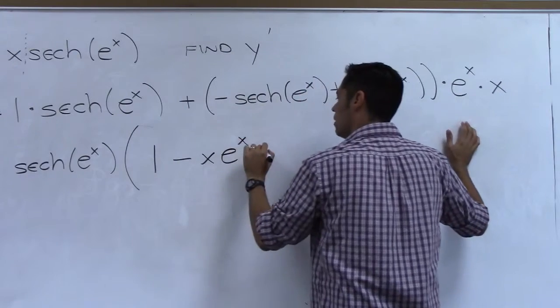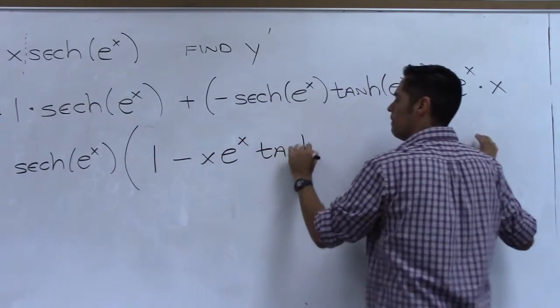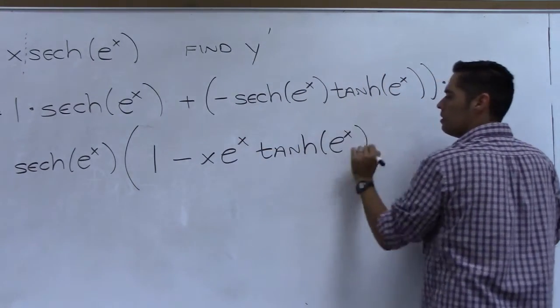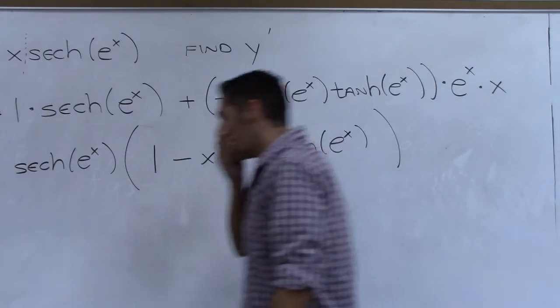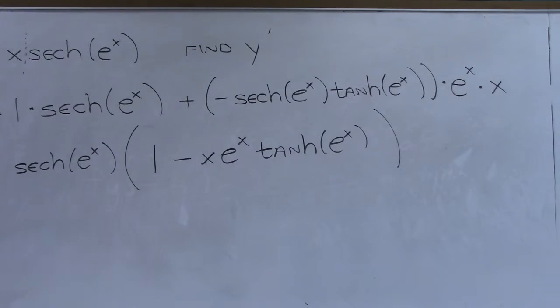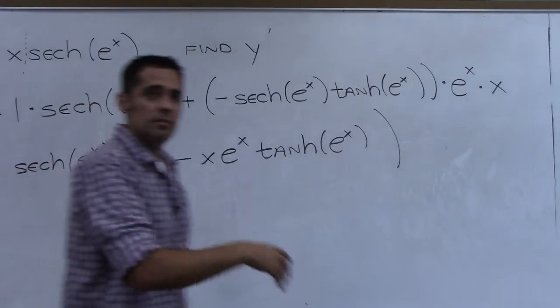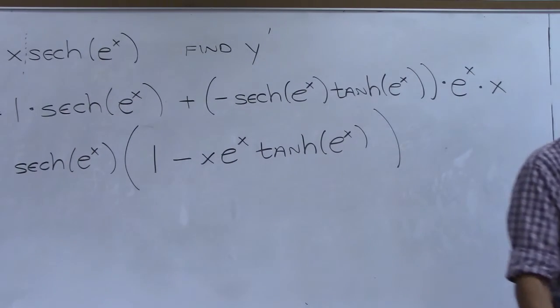The x tangent hyperbolic of e to the x. There we go. We're done. So just a little product rule and chain rule in there. I almost messed up the chain rule.